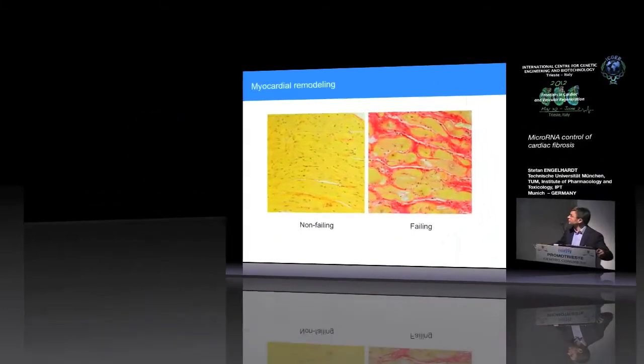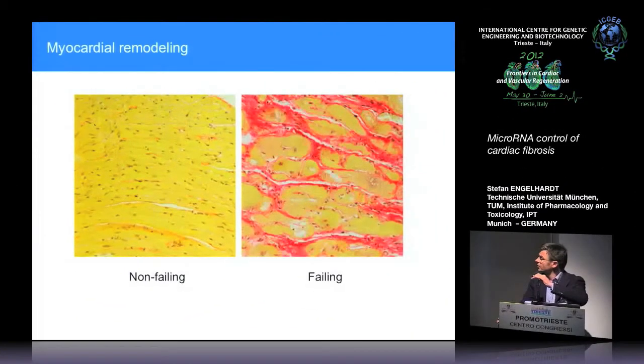So the first picture here shows you a serious red staining of failing myocardium on the right-hand side in comparison to non-failing myocardium. And you can appreciate here, stained in yellow, and this is the same magnification on both sides, this enormous myocyte hypertrophy, and stained in red, you can appreciate the deposition of extracellular matrix in the interstitium, which we term fibrosis.